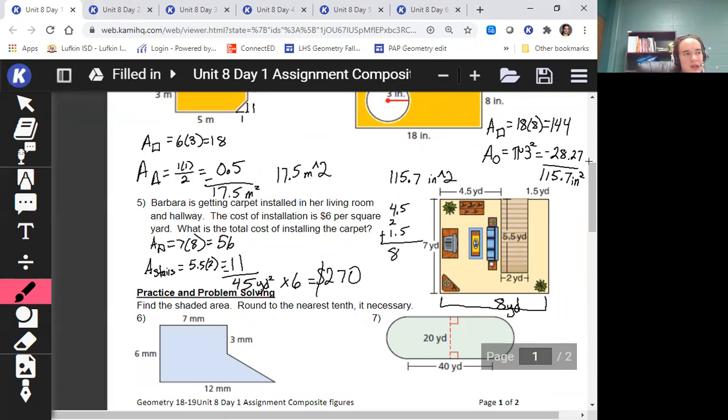Okay, make sure that you are putting your units. I do recommend thinking through what shapes you are using and if you need to write the formulas for the different areas on your paper.